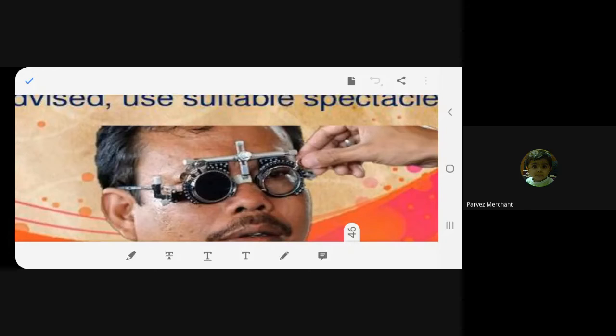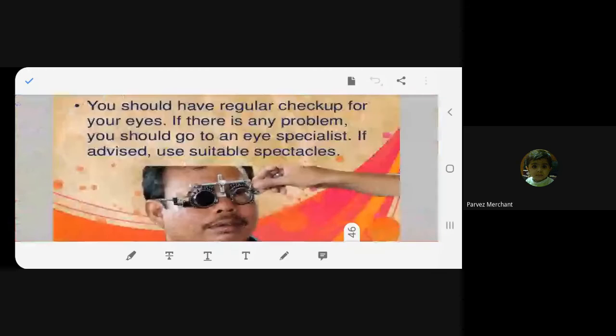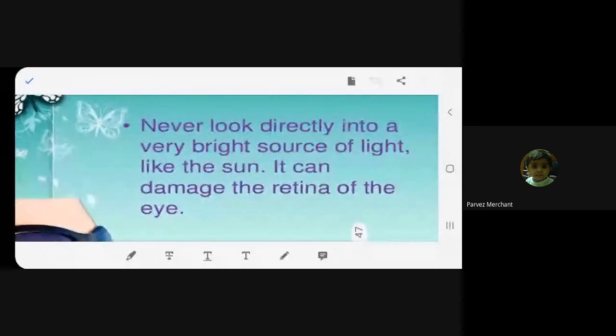Have you ever been? Yes, ma'am. Yes, this is what happens. And then they will check which lens is perfect for you, isn't it? Yes, ma'am. What else should you do?